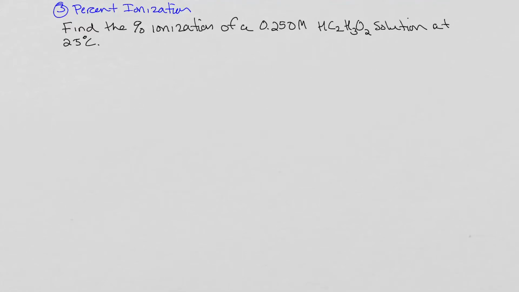Welcome back. In this example, we're going to look at the concept of percent ionization. Percent ionization is another way to indicate the extent to which a reaction goes to products. We use this often when we talk about acids to see how much of the acid has been converted into the ion, either hydronium ion for an acid, in this case, or hydroxide ion if we were talking about a base. So we're looking at the percent of reaction.